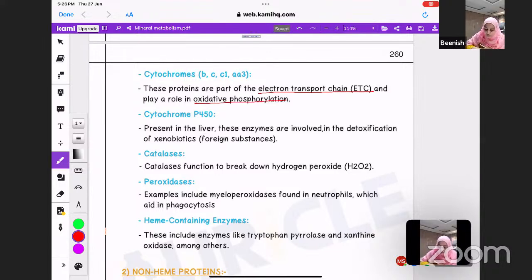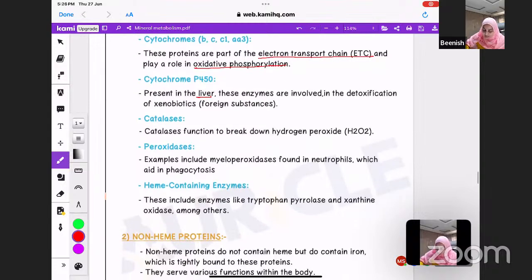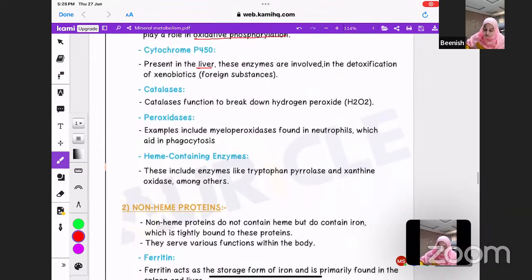Now your cytochrome P450 is present in the liver, and this enzyme is involved in detoxification of foreign substances, that is xenobiotics. Your catalases function to break down hydrogen peroxide. Peroxidases, examples include myeloperoxidase found in neutrophils, which aids in phagocytosis. Other heme-containing enzymes are your tryptophan pyrrolase, which is involved in tryptophan catabolism, and your xanthine oxidase, which is involved in purine nucleotide degradation, and it produces what? Uric acid. So these were all the examples of heme proteins.